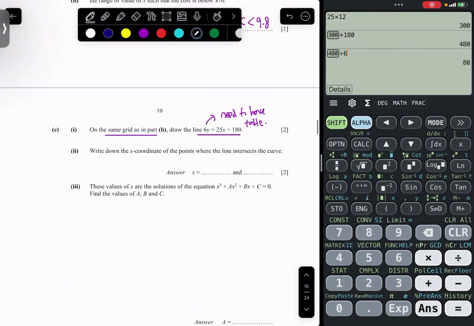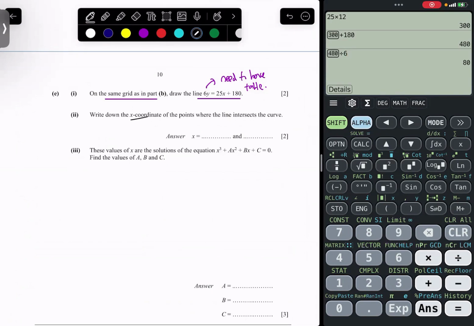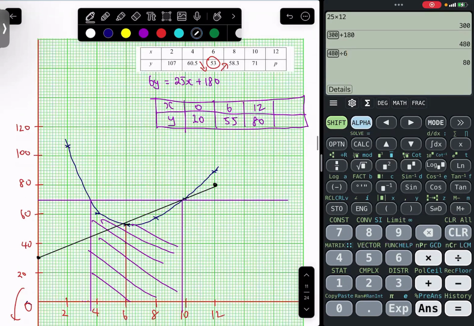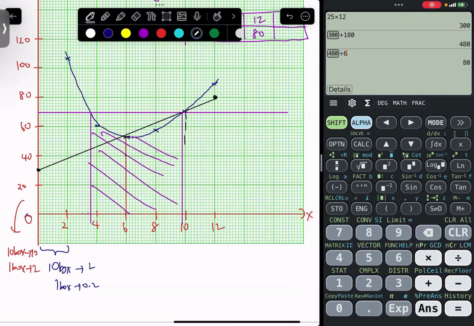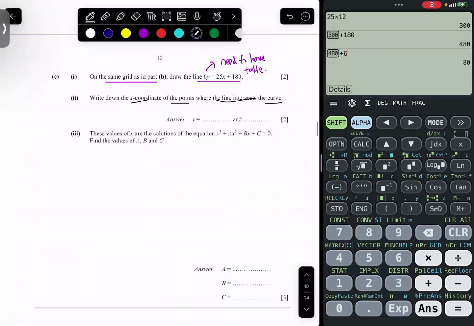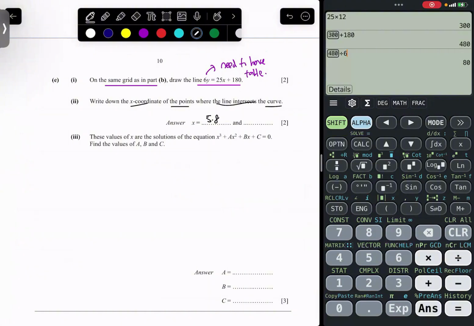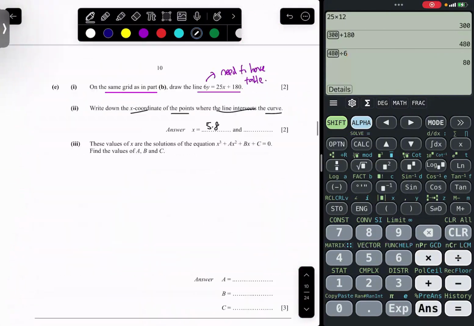When they ask for the straight line graph, they probably look for intersection. Write down the x coordinates of the points where the line intersects the curve. So this would be roughly around 5.8, and what was the other one? 10.2. Now, these values of x are the solutions of the equation x cubed plus ax squared plus bx plus c equals 0. Find the values of a, b, and c.